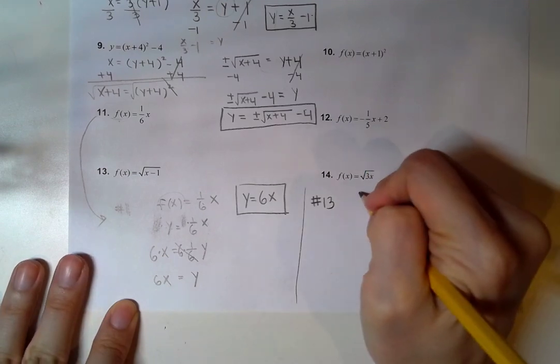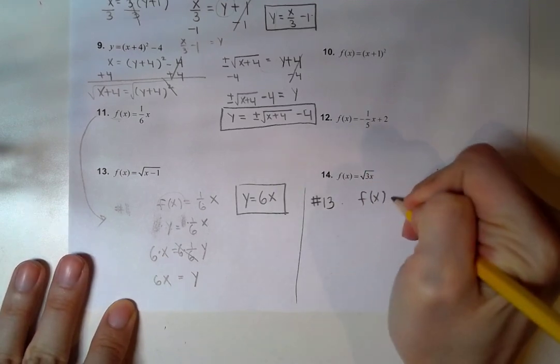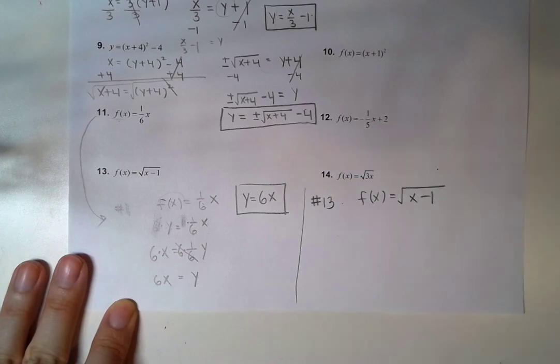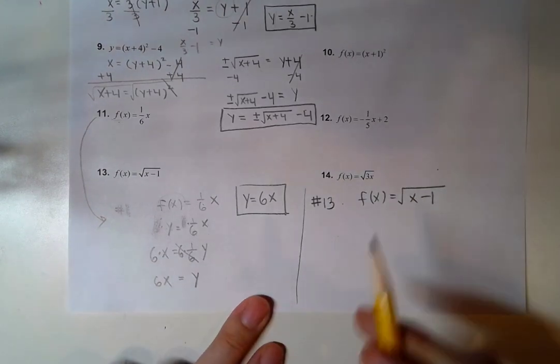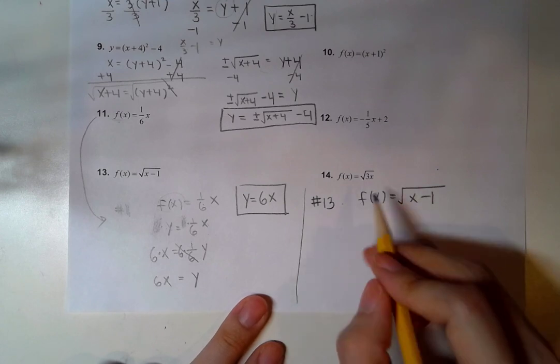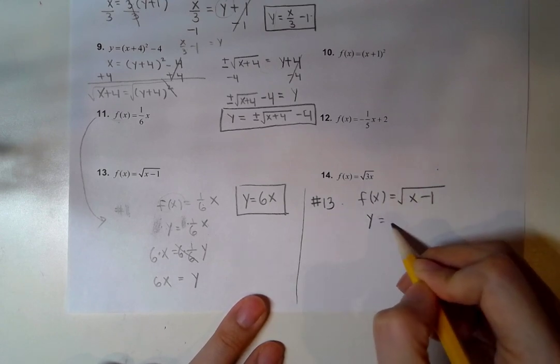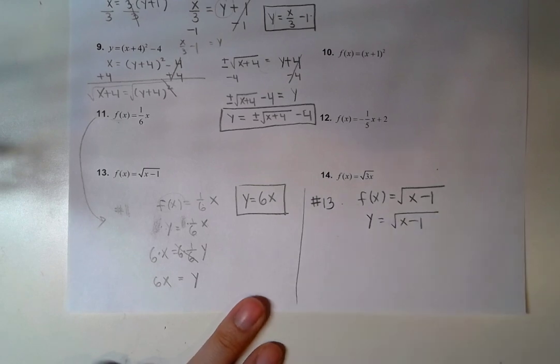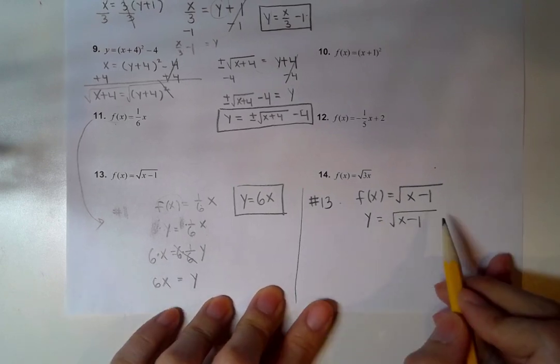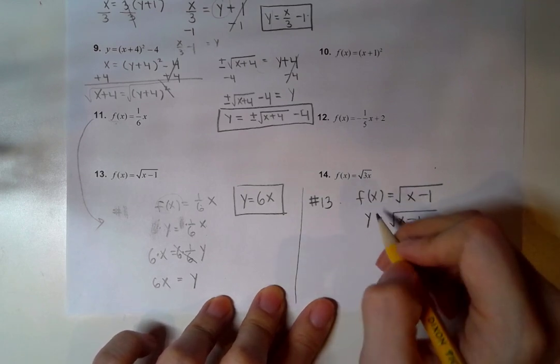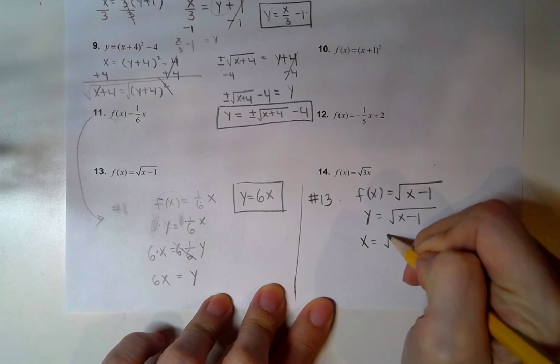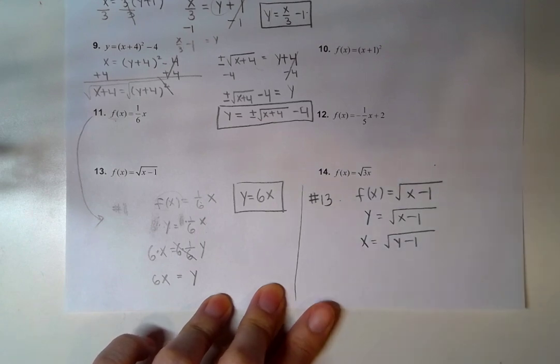Number 13. Oh, it's the same thing. You have f of x equals square root of x minus 1. Right? So what do we do? Whenever you see f of x, you change it to y. Right? So make it easier with x and y. And after that, you change x and y because we want to solve it for y. So we want to get the inverse function. Right? So to get the inverse function, we change x and y. X equals square root of y minus 1.